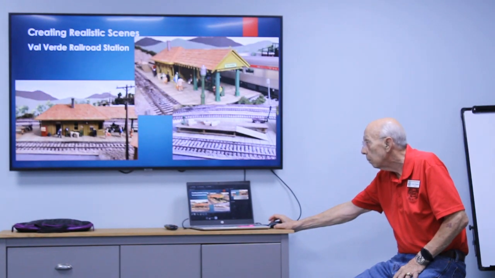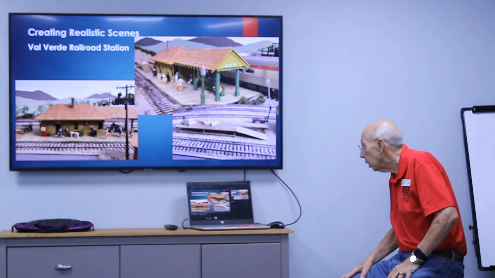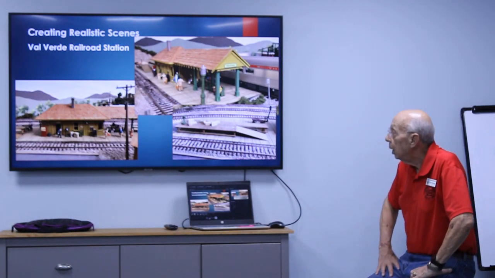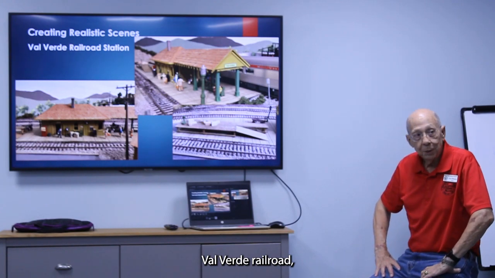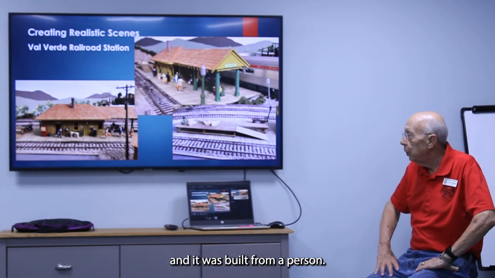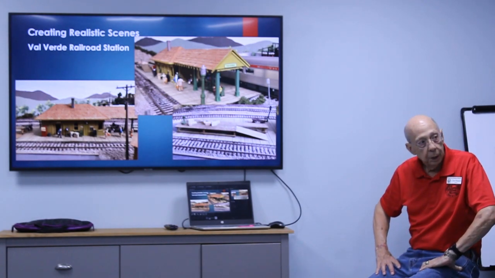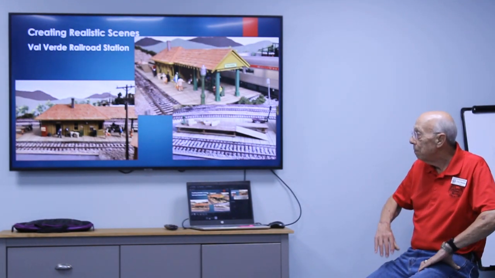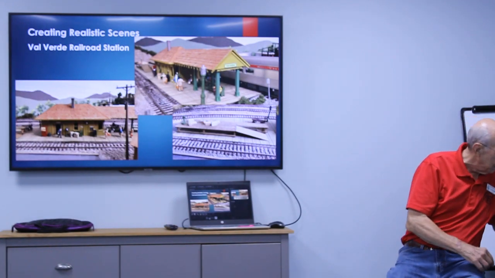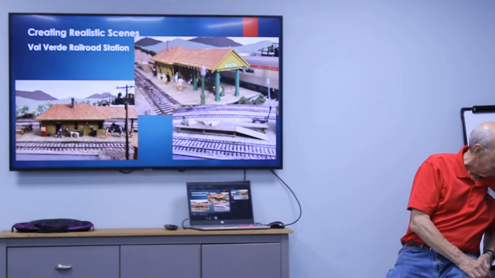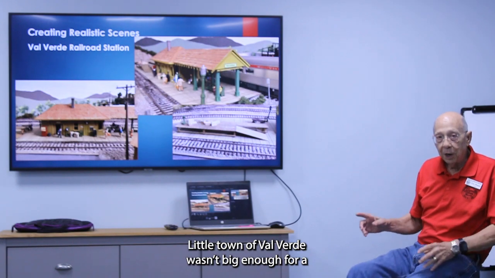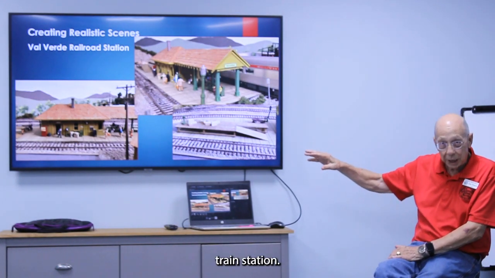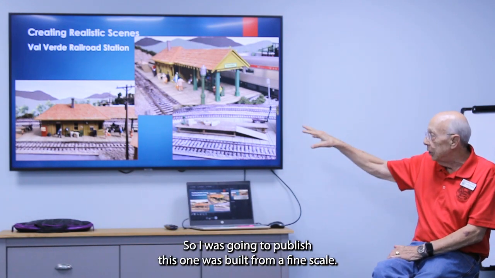This is the Val Verde Railroad Station. A little town like Val Verde wasn't big enough for a separate freight station, so they had what they call a combination station.